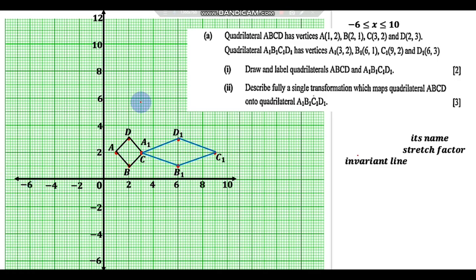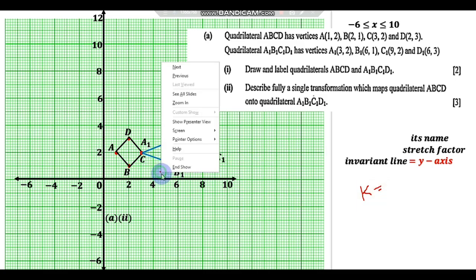So in this case, we have discussed that this is being stretched towards our right-hand side, meaning the invariant line is the y-axis. So we have identified one point there. So invariant line, y-axis. Number two, having known the invariant line, now we need to find or calculate the stretch factor. Okay, so the stretch factor is represented by K.